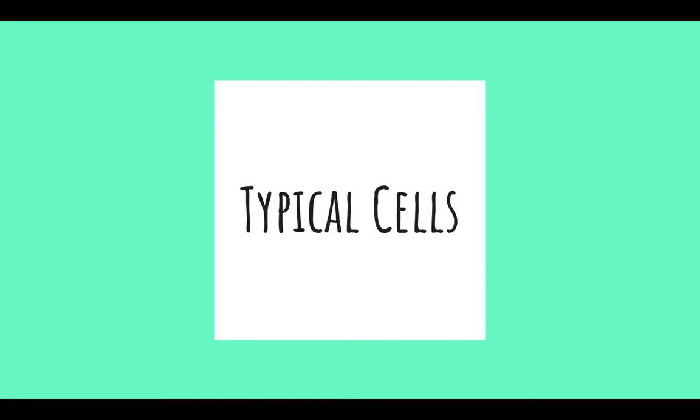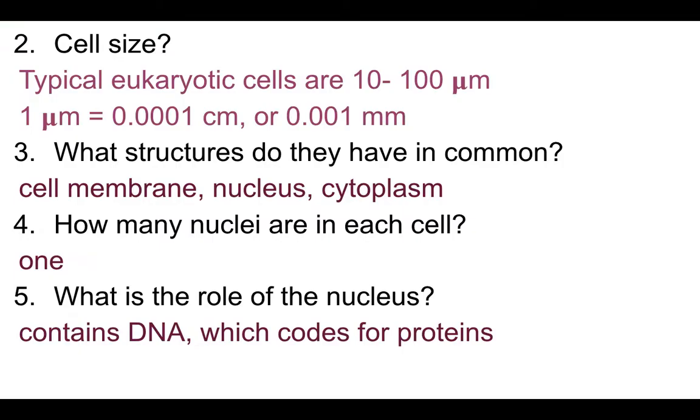Let's talk about some features of typical cells. So one is their size. Typical eukaryotic cells, meaning cells that have a nucleus, are 10 to 100 micrometers long. And 1 micrometer, or 1 micron, is a 10,000th of a centimeter, or a 1,000th of a millimeter. There's 1,000 micrometers in a millimeter. There's 10,000 micrometers in a centimeter. So these cells are very, very, very small. Too small to see with the eye.